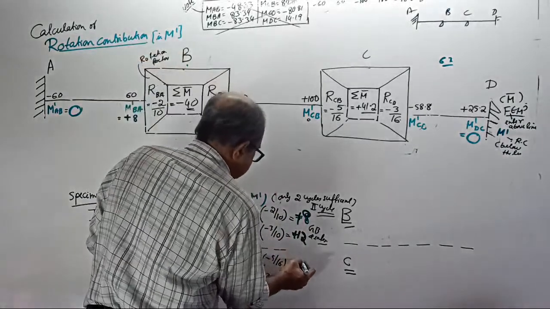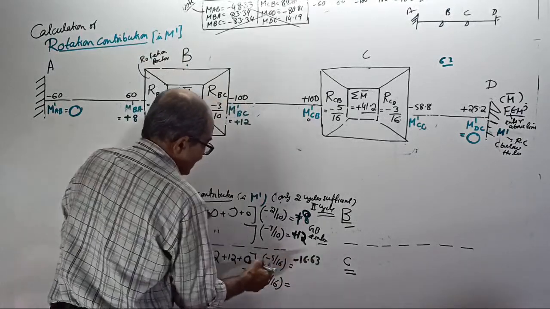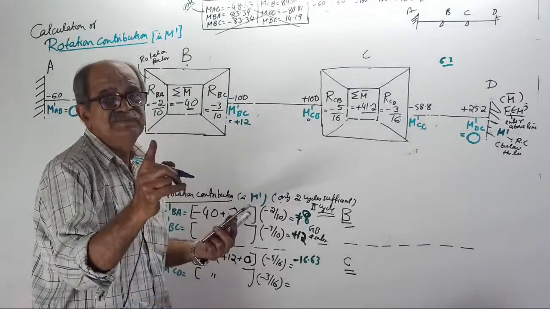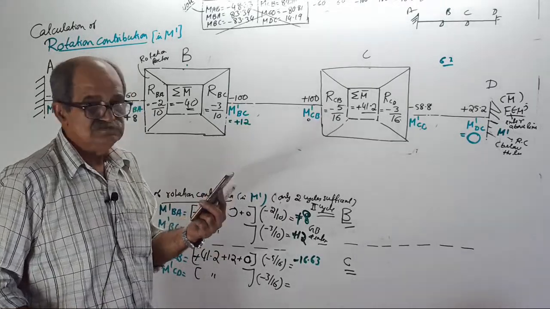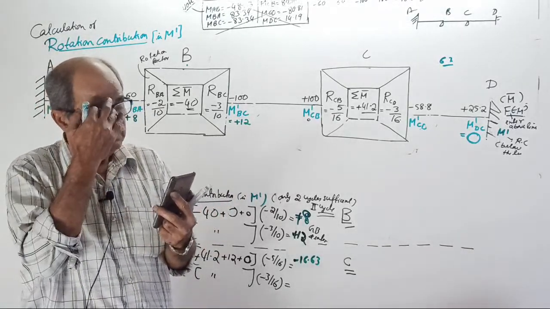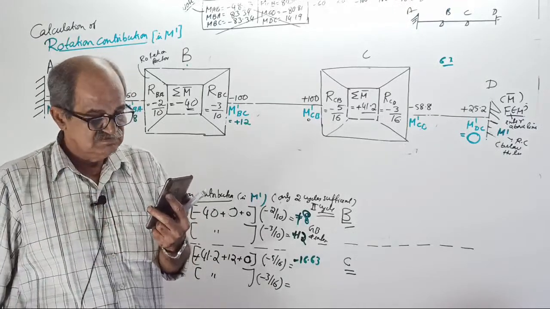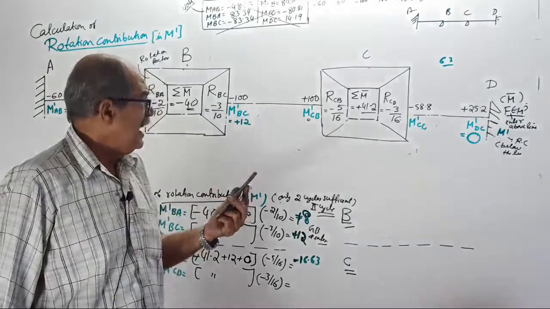Minus 16.63. Other one. Second decimal answer. Other one. Little fast. Only one value you give. Do not give wrong value.